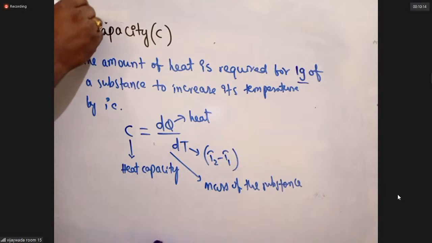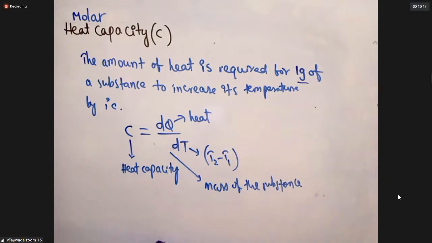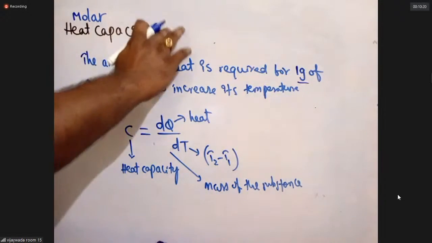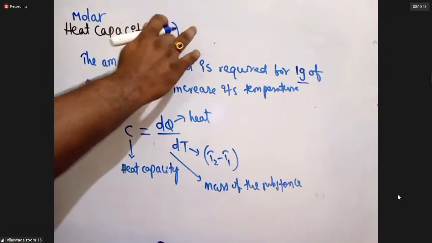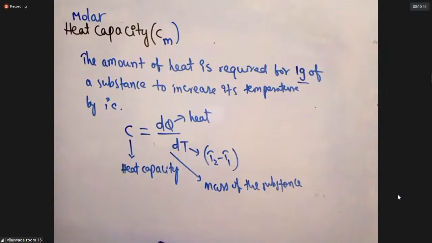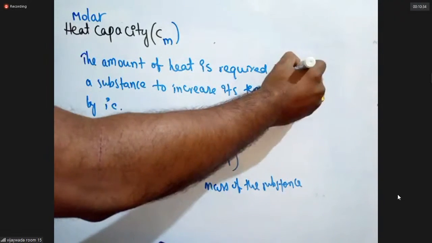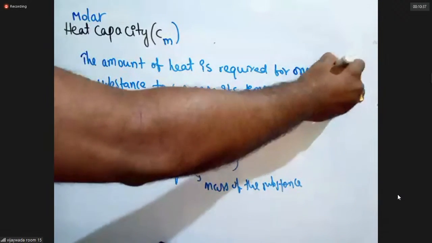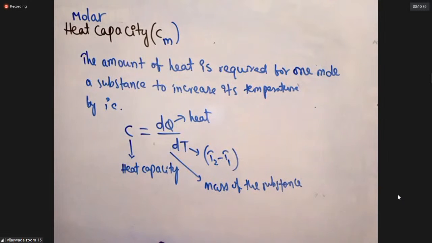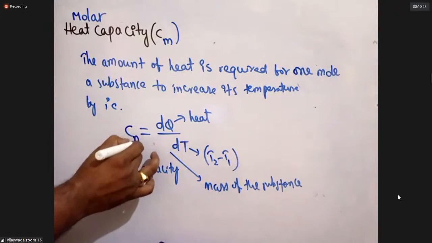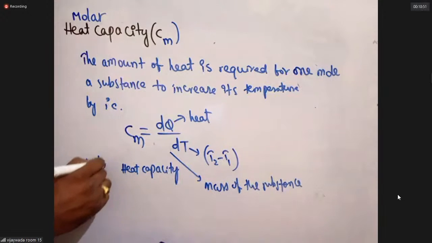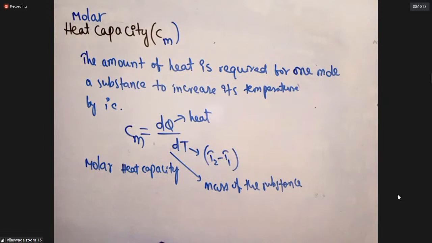Next, molar heat capacity. It is represented with Cm. What is molar heat capacity? The amount of heat required for 1 mole of a substance to increase its temperature by 1 degree Celsius. So molar heat capacity Cm equals dq by dt.